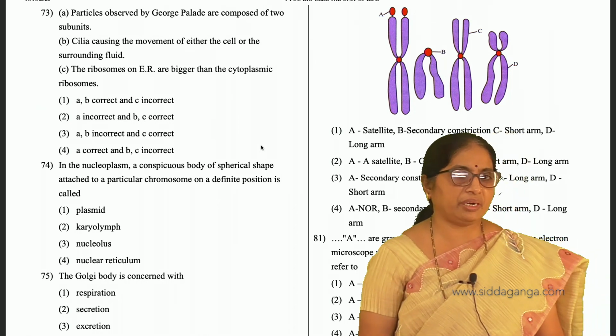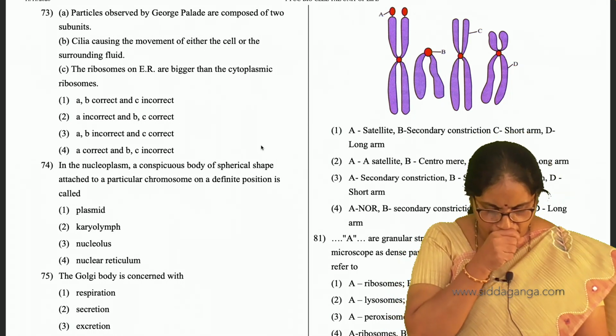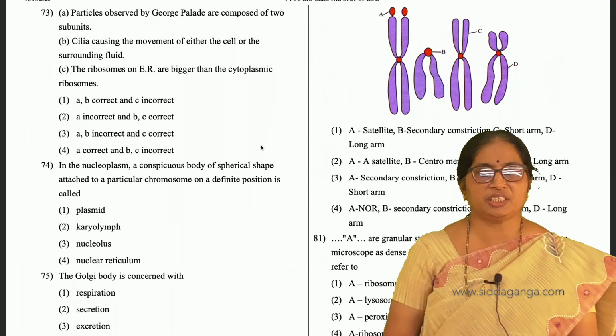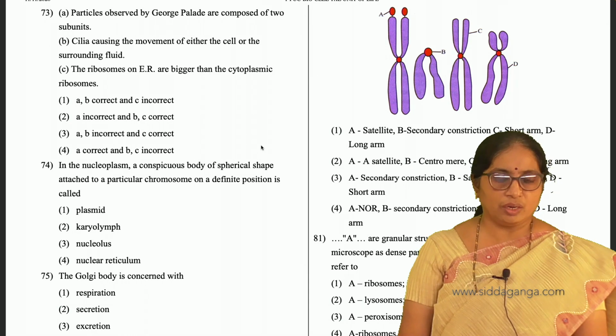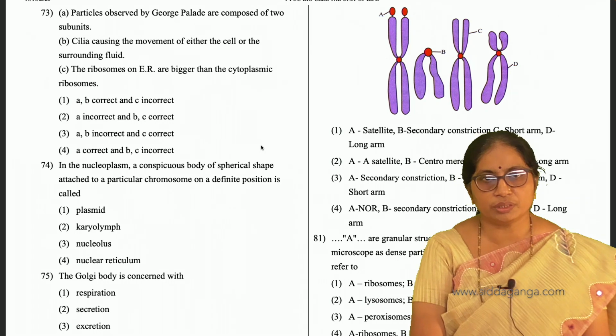So the first statement, particles observed by George Palade are composed of two subunits. Of course, it is correct and George Palade discovered ribosomes. Cilia causing the movement of either the cell or the surrounding fluid.